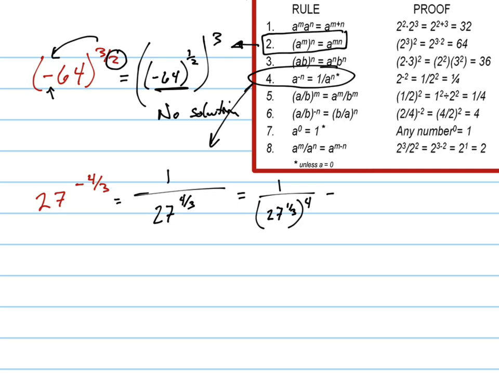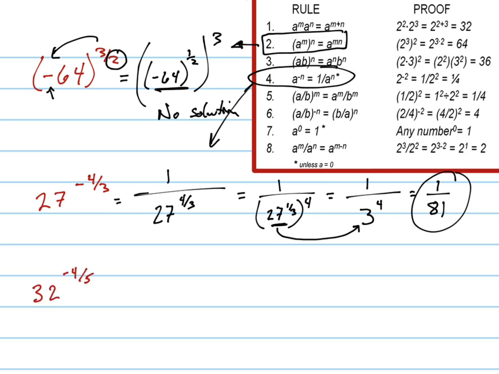So what's 27 to the 1/3 power? That's 3. 3 times 3 times 3 is 27. And what's 3 to the 4th? Well, that's 9 times 9, which is 81. But remember, it's 1 over 81. So that just equals 1 over 81.